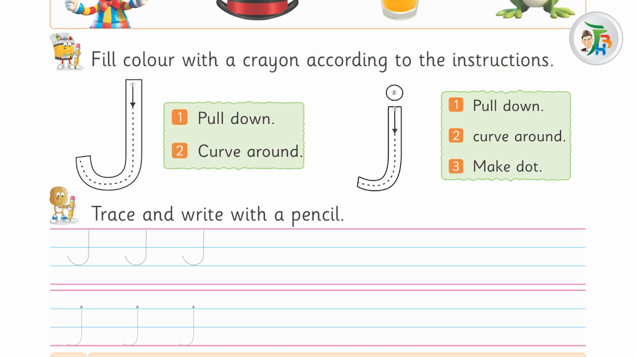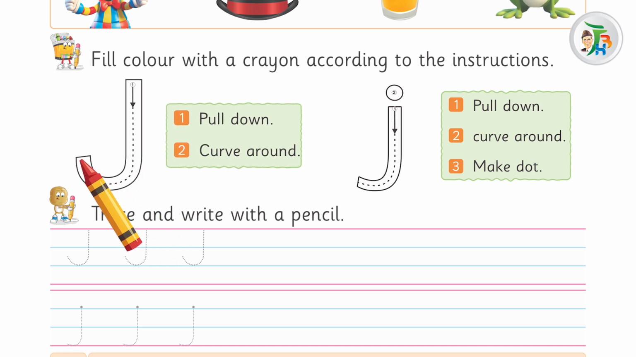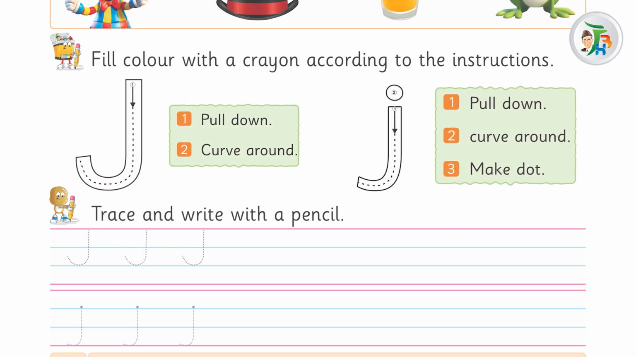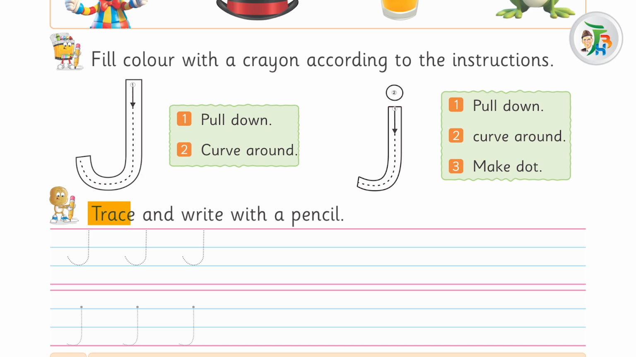So now the formation of capital letter J is pull down, curve around. This is how we write capital letter J. And for the small letter J, pull down, curve around, make a dot. This is how we write small letter J. The next is trace and write with a pencil. अब आपने next to line को trace करना है with the help of pencil. उसके बाद आपने खुद से लिखना है.